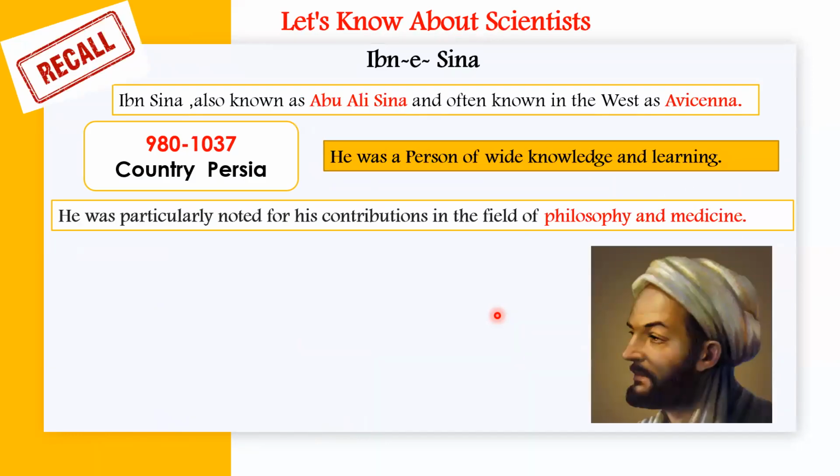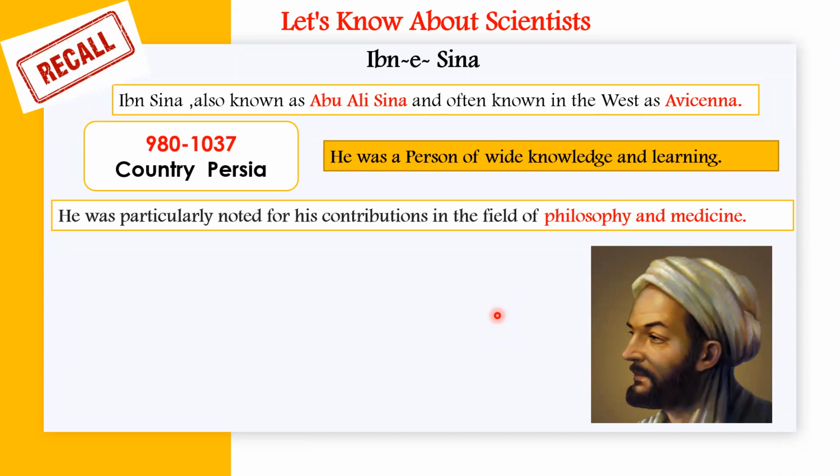Very good. Okay, so let's revise our ideas about the famous scientist Ibn Sina, who was the 10th century's famous scholar, physician, and philosopher. Ibn Sina is also known as Abu Ali Sina, and he is often known in the West as Avicenna.